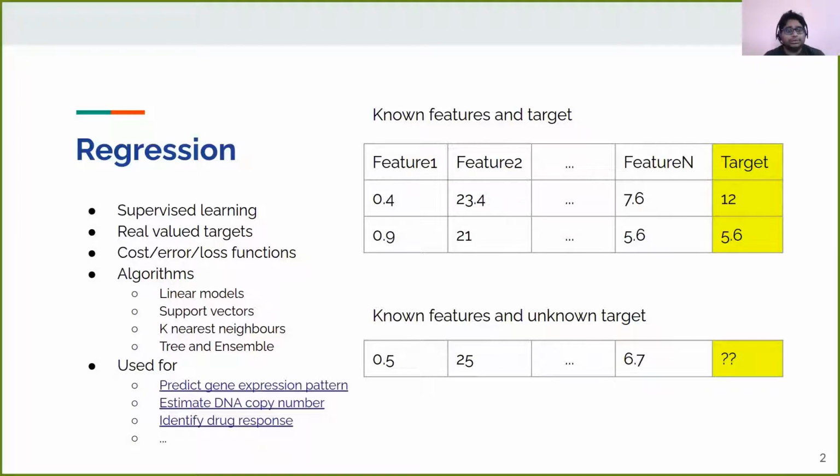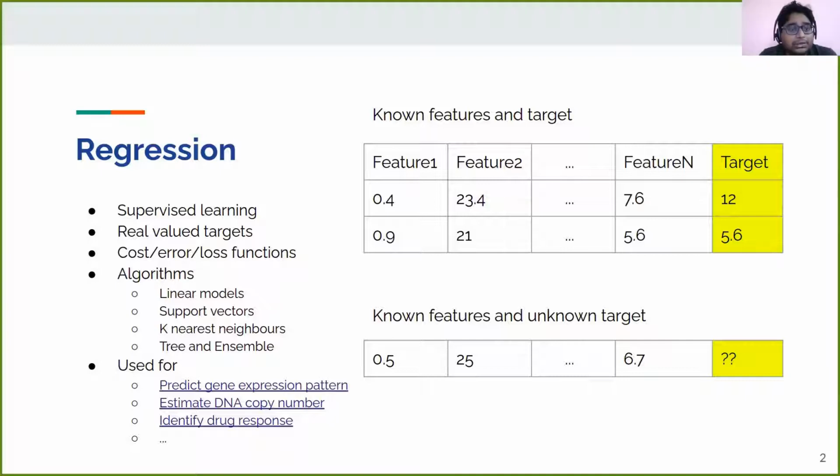There are different approaches in regression which can be used depending on the data. There are linear models, such as linear regression, support vector machines, or more precisely, support vector regressors. It has two variants, linear and nonlinear both. There are k-nearest neighbors approaches, and then tree and ensemble approaches. We'll be seeing examples of all these algorithms.